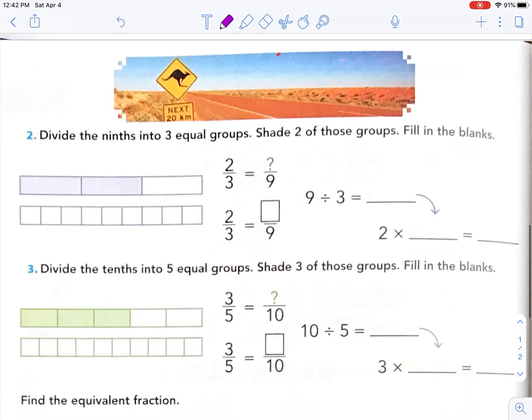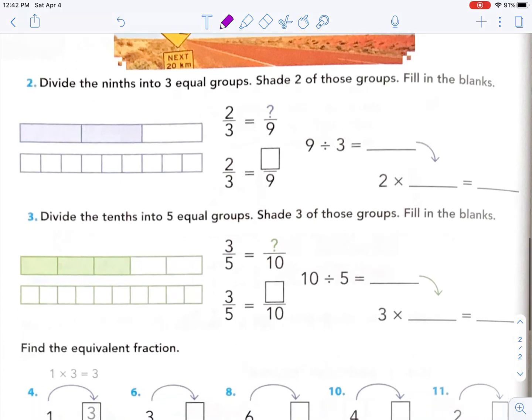Okay, but let's do it the book's way again, and then I'll show you Mrs. Kornthal's way going forward so we can fill in these blanks. It says divide the ninths into 3 equal groups. So let's do that here. I'm dividing 9 into 3 equal groups, and how do I know how to do that? 9 divided by 3 is 3. So there's going to be 3 in each section. And I divide it into groups, 3 equal groups. Do you see that?